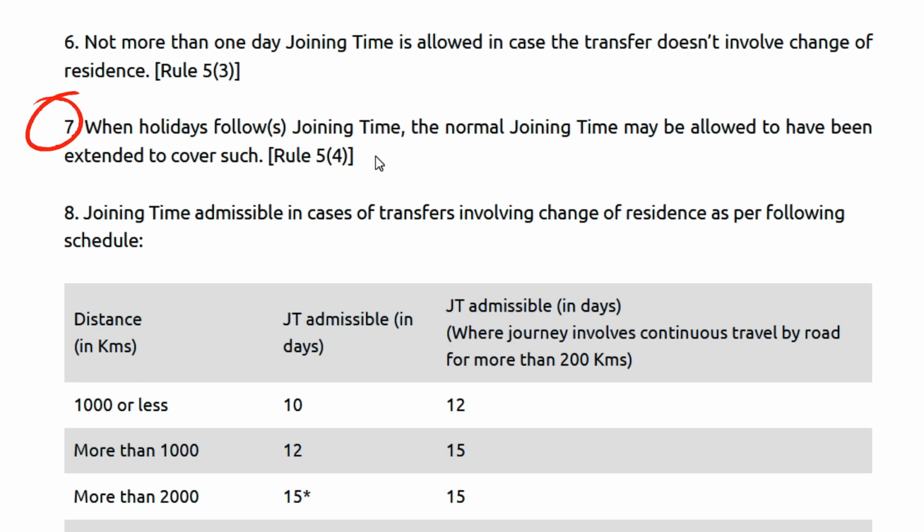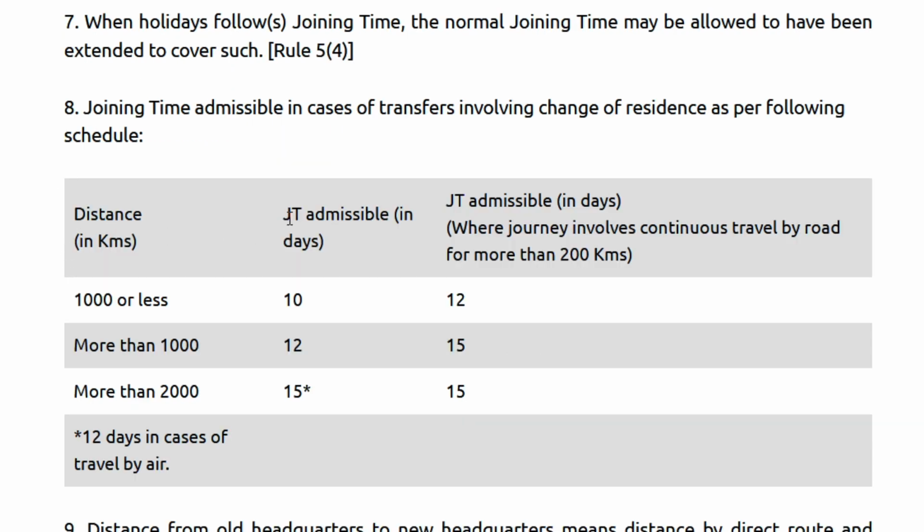Joining time admissible in case of transfer involving change of residence is as per the following schedule. Distance, joining time admissible in days. Where the journey involves continuous travel by road, for more than 200 km, 1000 km or less, 10 days, and if continuous travel by rail, then 12 days.